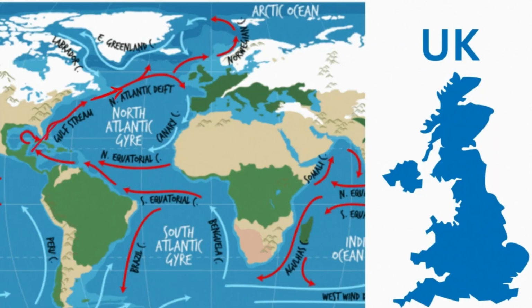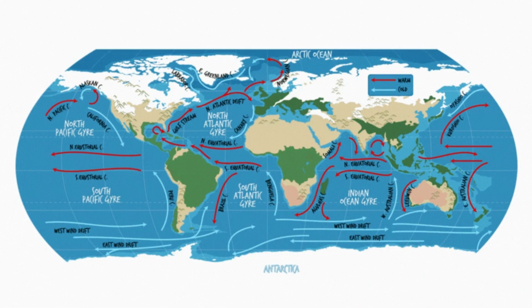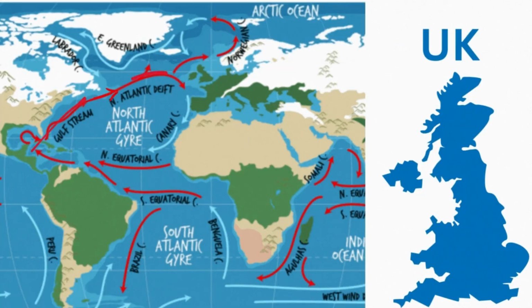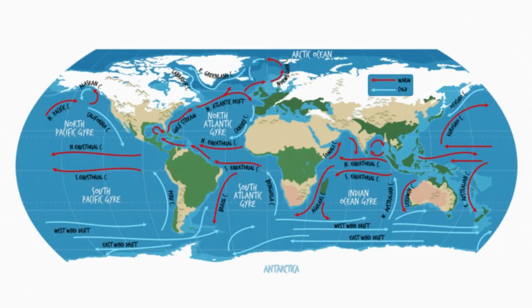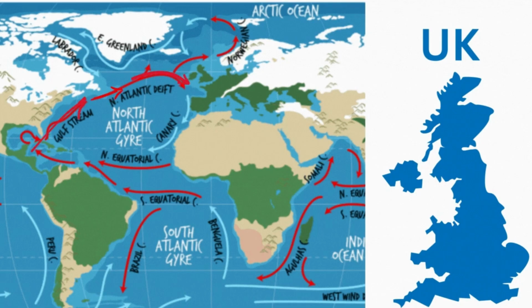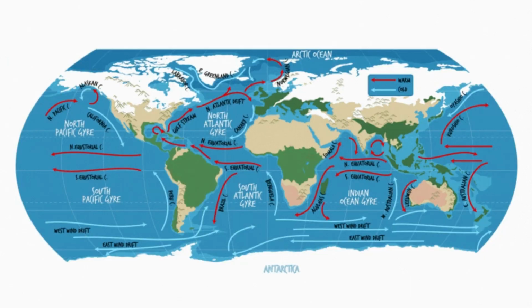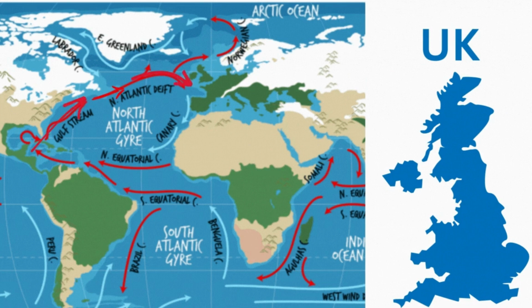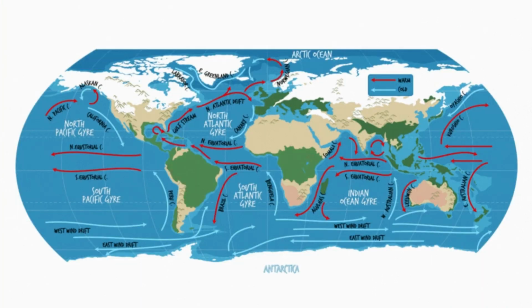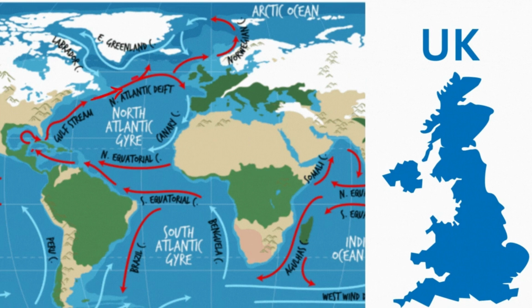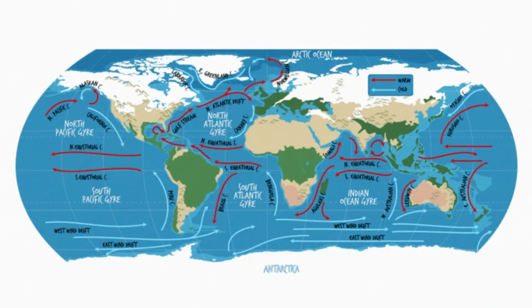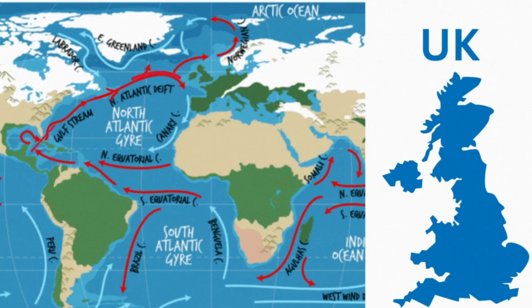Now, notice on the map that the UK is closer to the pole than the USA. Yet many parts of the USA and even Canada have colder winters than the UK. What could be the reason for this?